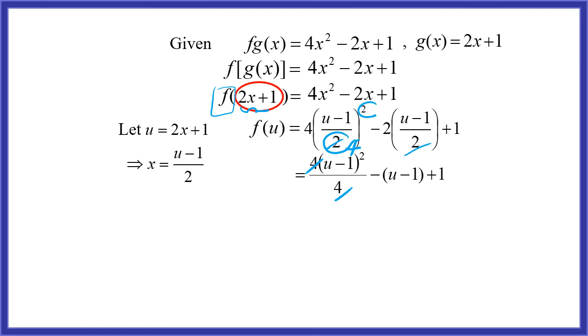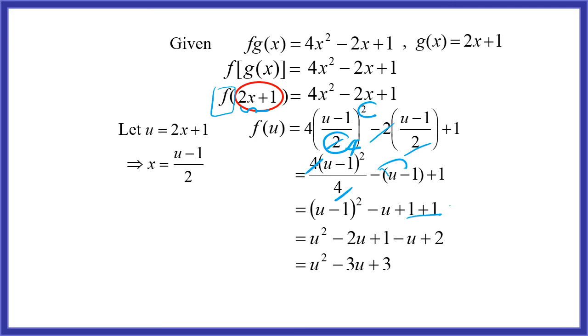And then this (u minus 1) squared we can expand: u squared minus 2u plus 1. And then minus (u minus 1) will be minus u plus 1, and then plus 1. So we have u squared minus 2u minus u, and 1 plus 1 plus 1 is plus 3. So this is u squared minus 3u plus 3. To find f(x), we have to replace back the u by x, so f(x) equals x squared minus 3x plus 3. Okay, that is the first part of the question.